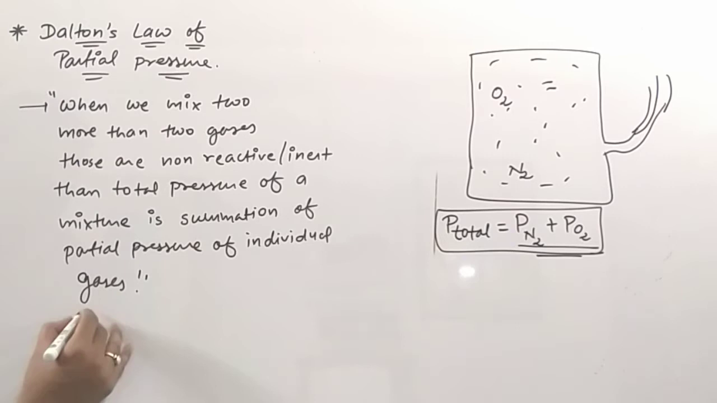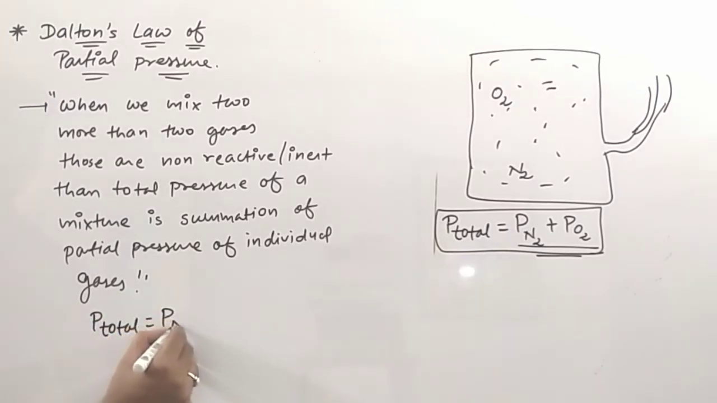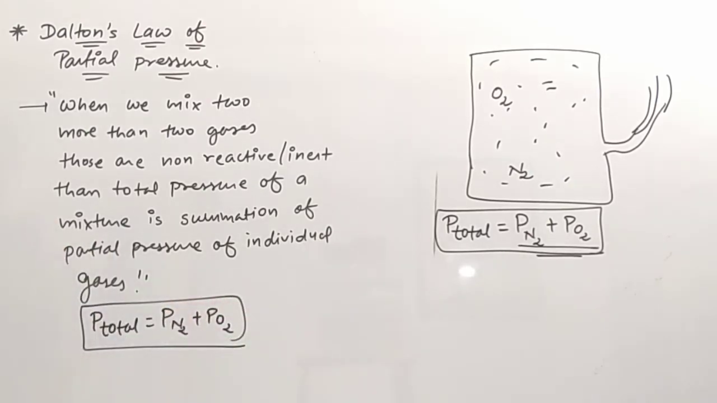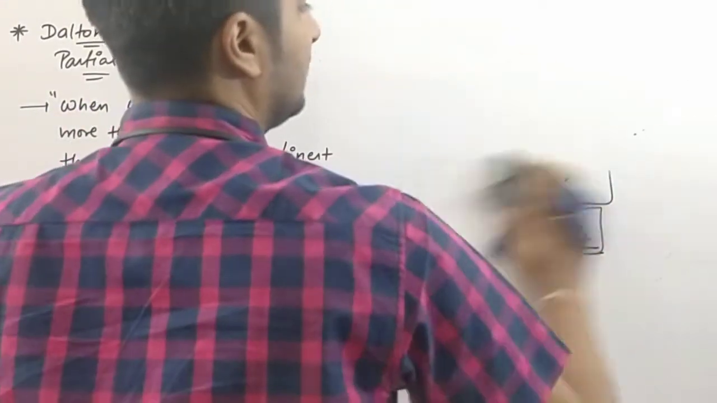It means I can simply write that P total is equal to P N2 plus P O2 in the case of nitrogen and oxygen. Getting this point? This is a very simple law, and its questions are also very easy, my dear student. You do not have to do anything else. Clear? So this was Dalton's law.